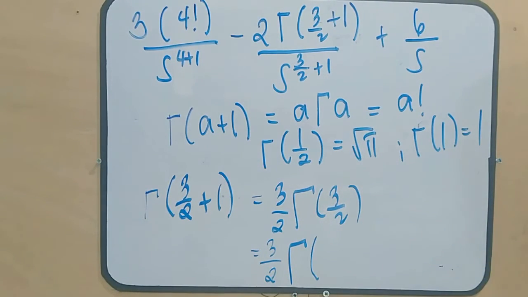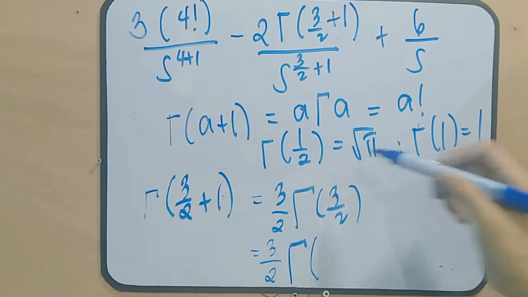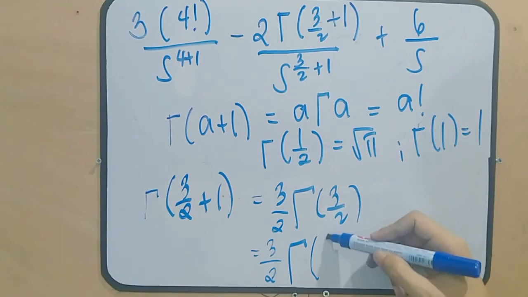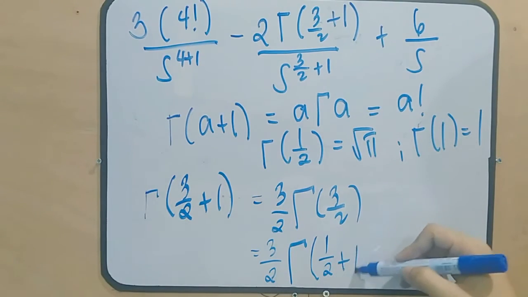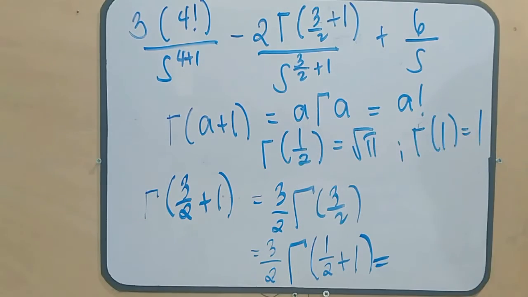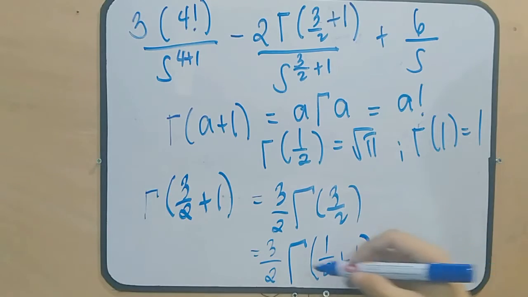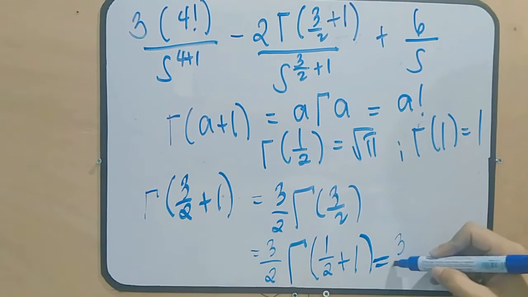So this is para makabuo tayo ng expression na may 1 half. Since dito, gamma 1 half is square root of pi. So this is 1 half plus 1. Balik ulit tayo sa concept. So, ang goal natin is malesen natin yung fraction hanggang sa makaabot tayo sa 1 half. So, ito guys, we have here. So, copy lang yung 3 halves.